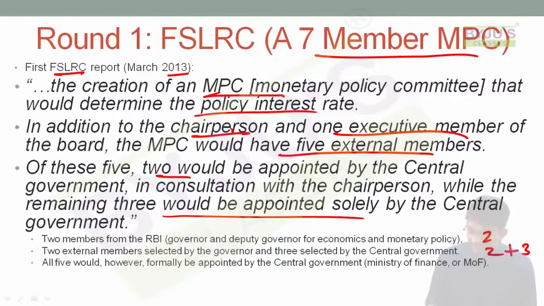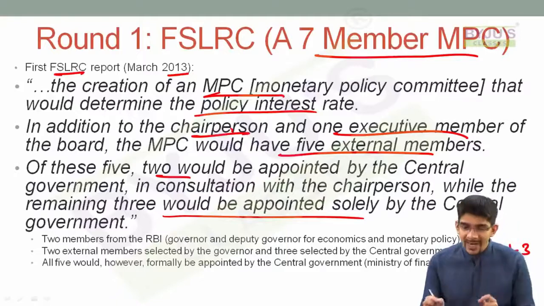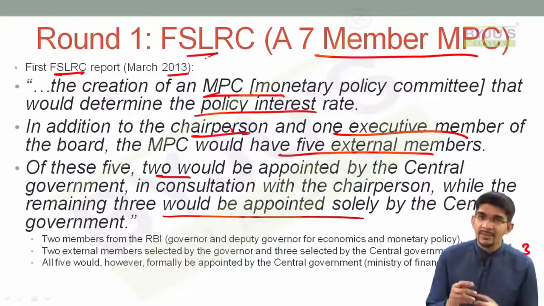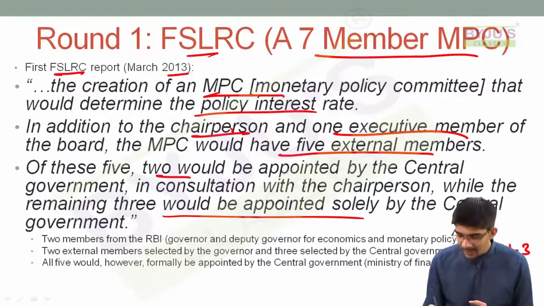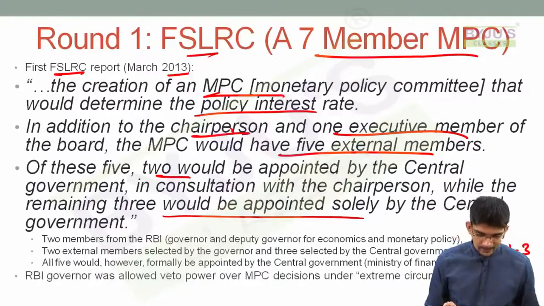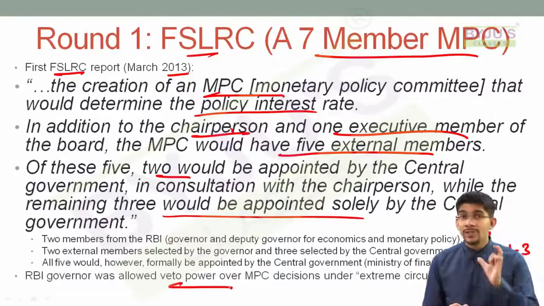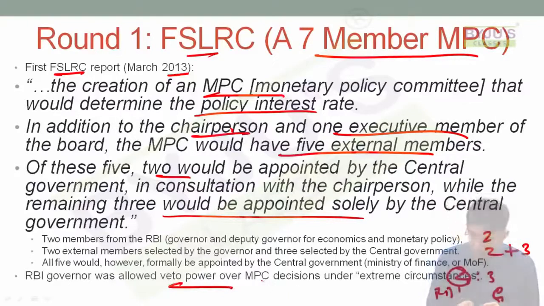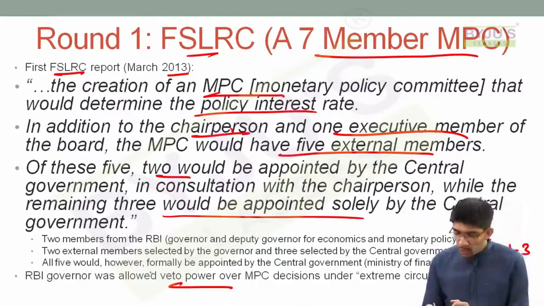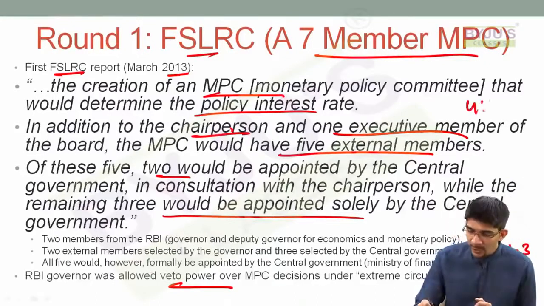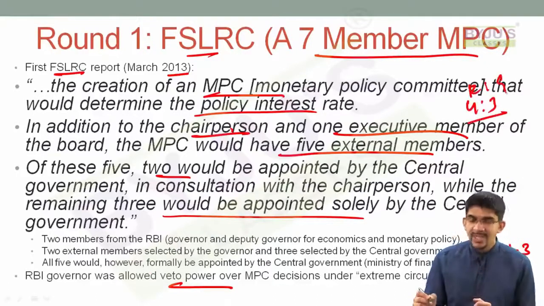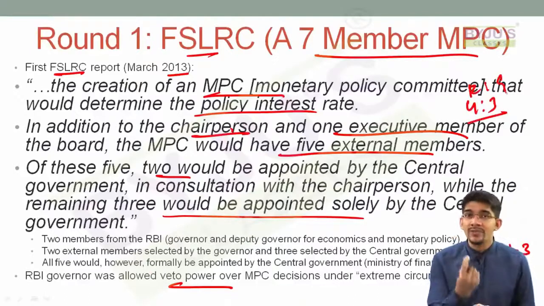So in effect, we can say there's a 4:3 ratio between RBI and government, which means RBI will have a majority. So under the FSLRC report, RBI has a chance for a majority there. The RBI governor, in addition, will also be given veto power over all MPC decisions under what is called extreme circumstances. RBI not only has a majority here, it's a 4:3 ratio for RBI to government. The RBI governor also has a veto power.